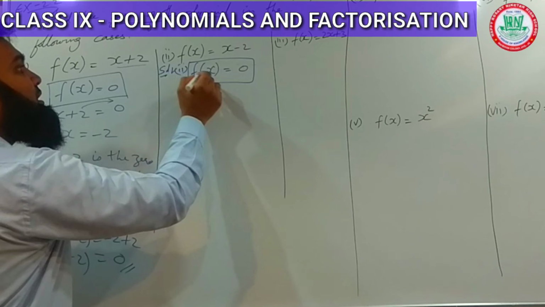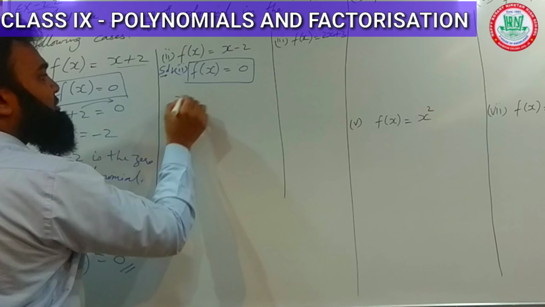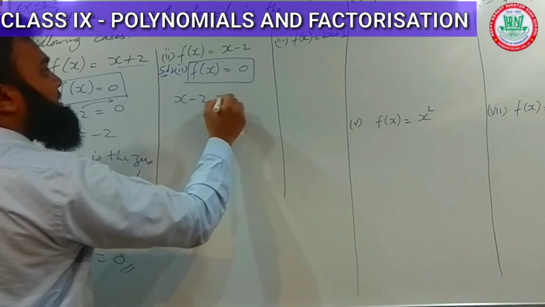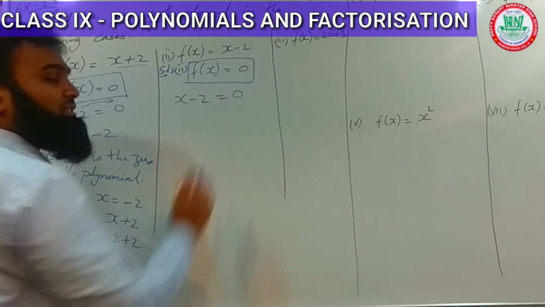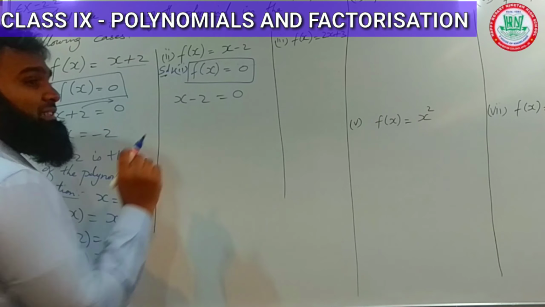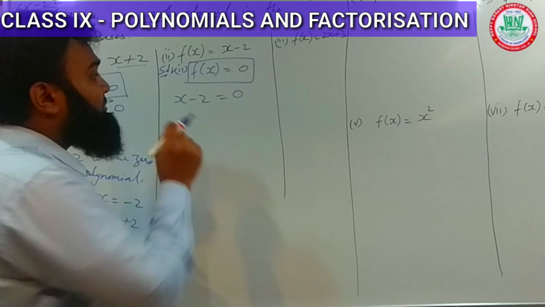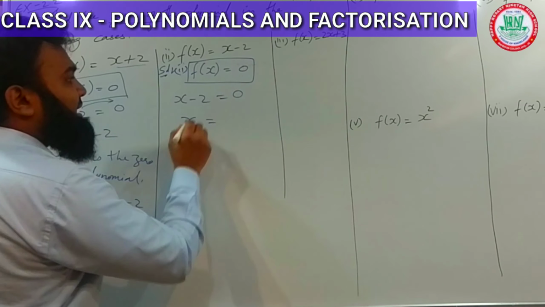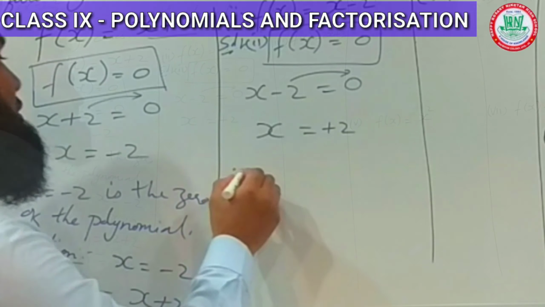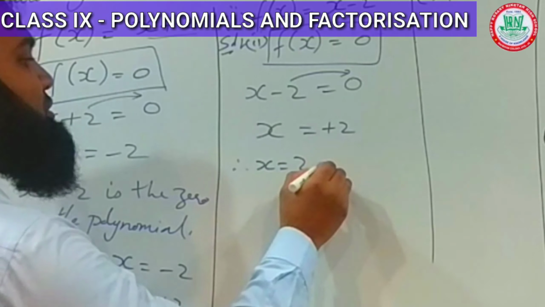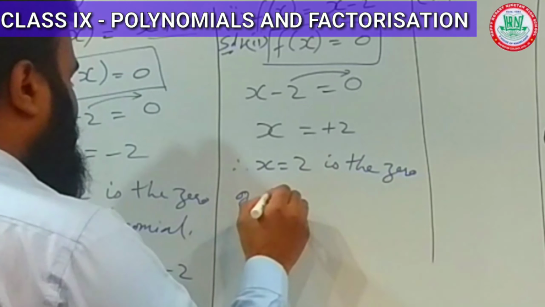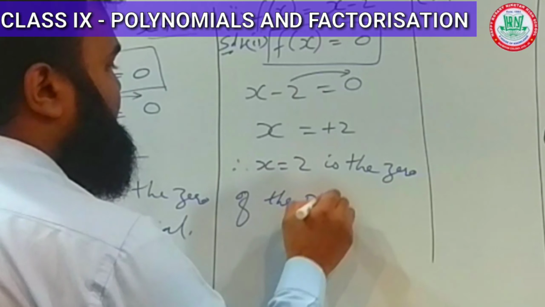Okay, so here the f of x value is what? x minus 2 is given. What is given in the question? x minus 2 is equal to, as it is, 0. Now we have to find the value of x. x is equal to, minus 2 goes outside, so therefore x is equal to 2 is the zero of the polynomial.